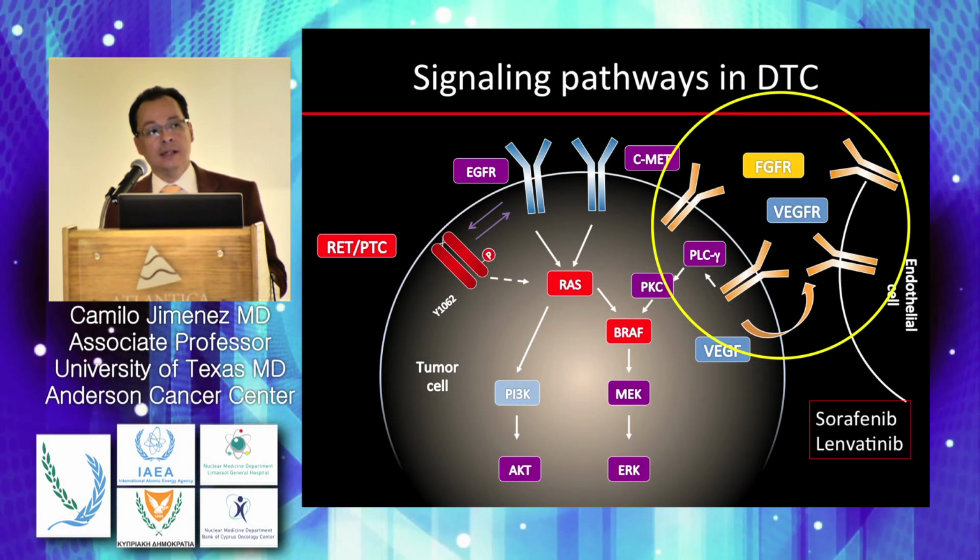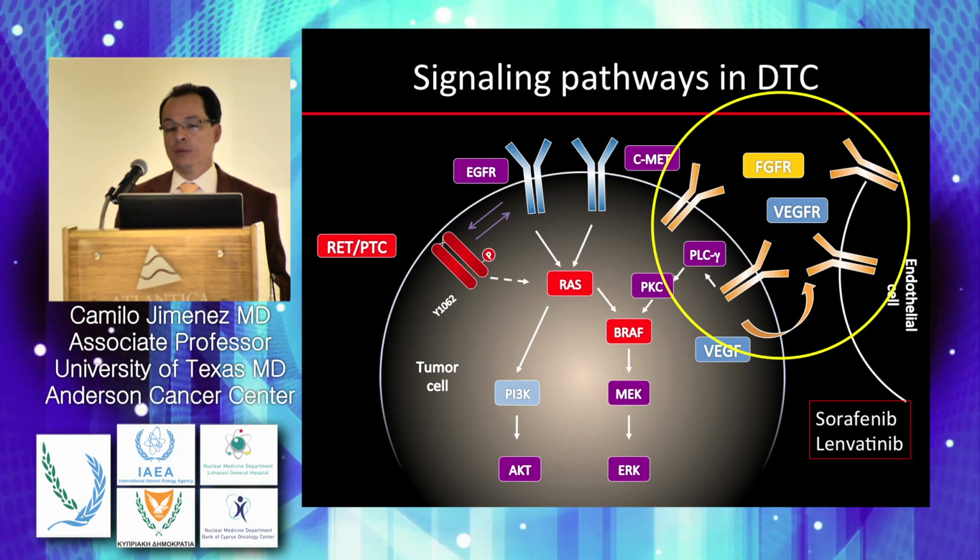And yes, currently, we have 2 medications approved by the FDA that can help us in doing that. These medications work in this particular area. They inhibit the vascular endothelial growth factor receptor number 2, that is important for sorafenib, and inhibition of the vascular endothelial growth factor receptor number 2, as well as the fibroblast growth factor receptor, which is important for Lenvatinib. These 2 drugs have been approved over the last 2-3 years for the treatment of differentiated thyroid cancer.